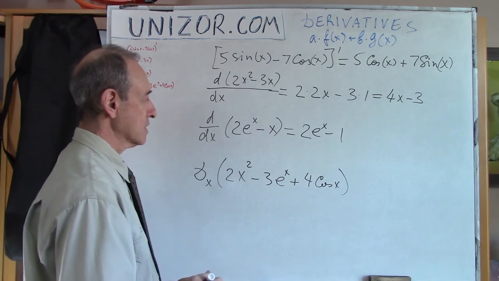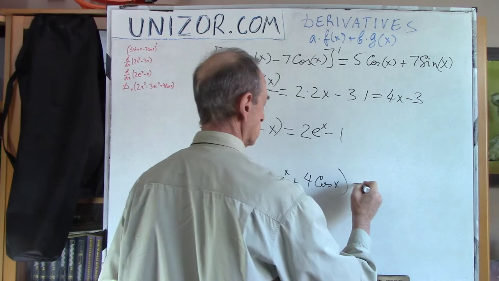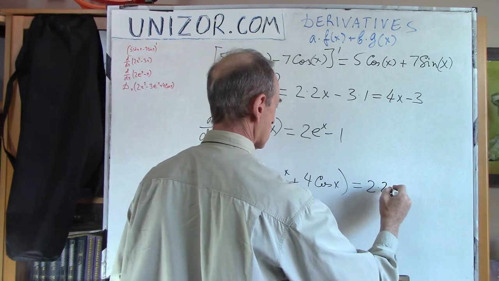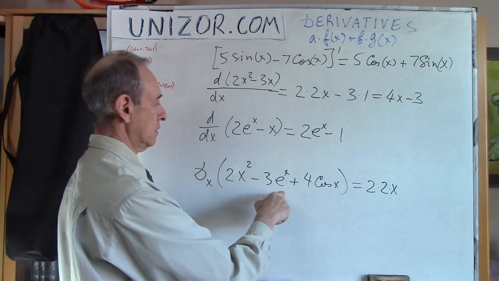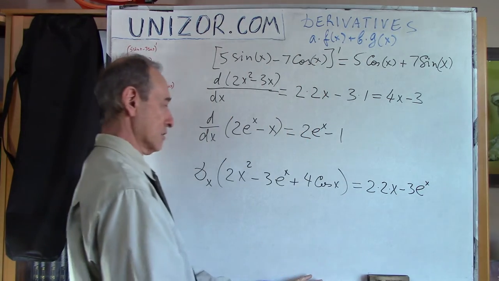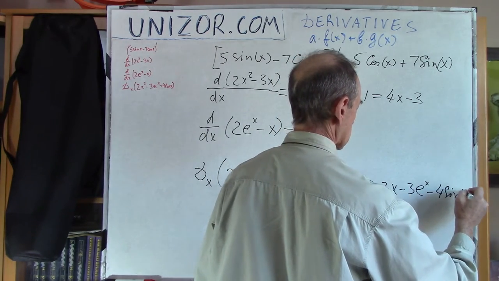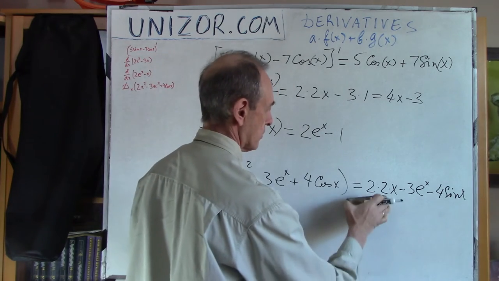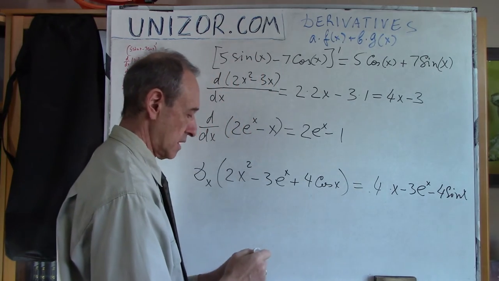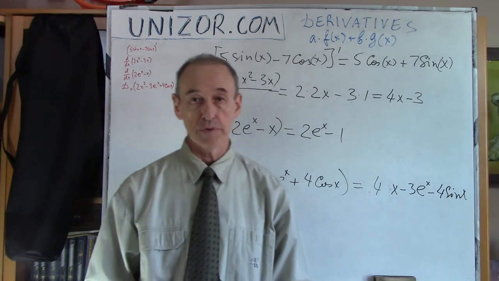So it's linear combination of these derivatives, which is derivative of 2 times x squared, which is 2 times 2x, minus 3 e to the power of x, so it's minus 3 times the derivative of e to the power of x, which is e to the power of x. Plus 4 cosine, it's minus 4 sine x. So that's the result. Well, obviously, 2 times 2, you can change to 4.